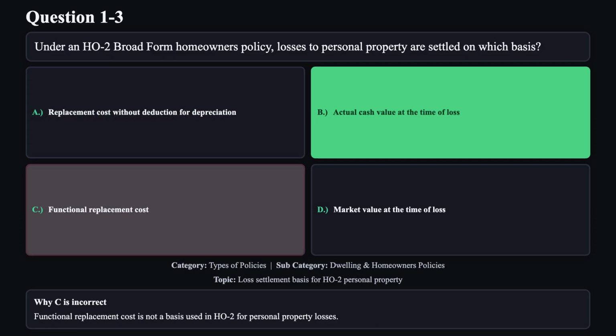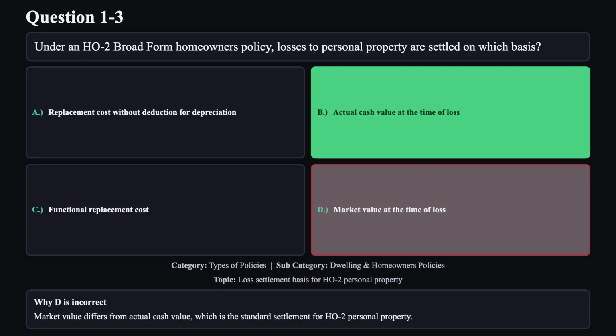Reason C is not correct. Functional replacement cost is not a basis used in HO2 for personal property losses. Reason D is not correct. Market value differs from actual cash value, which is the standard settlement for HO2 personal property.